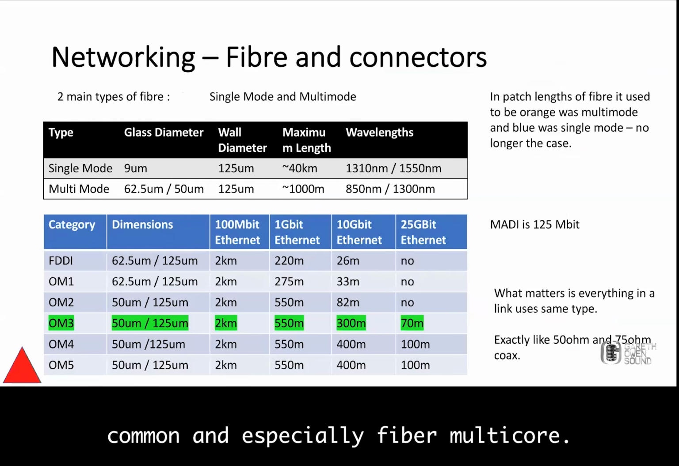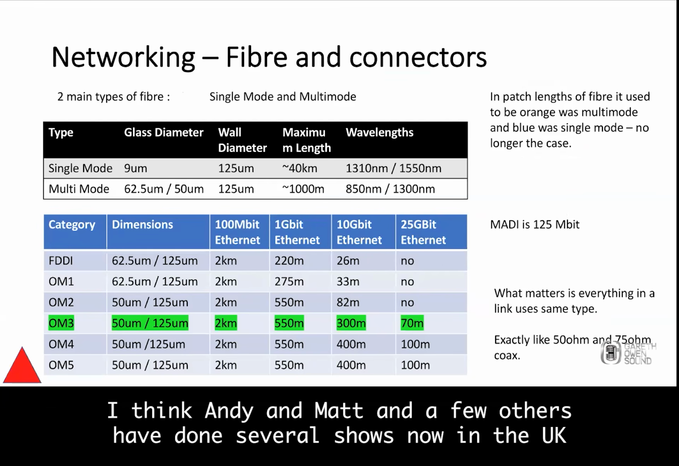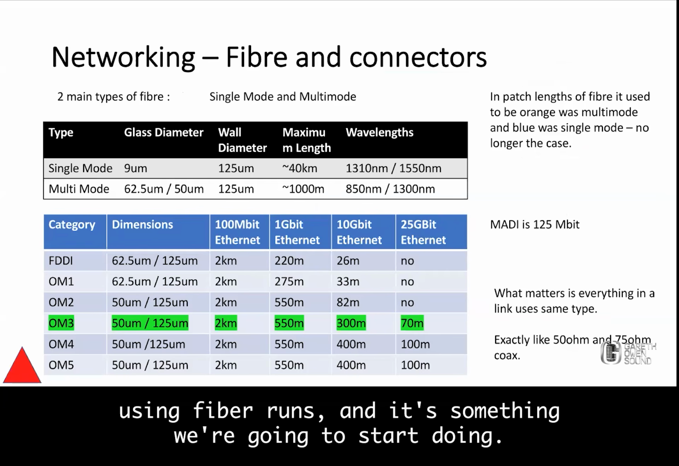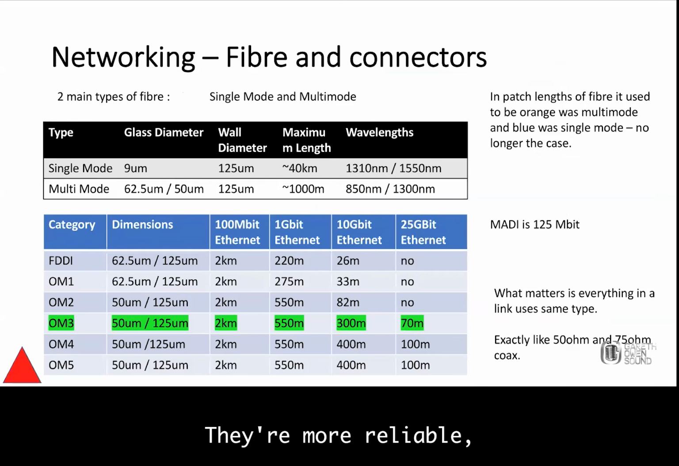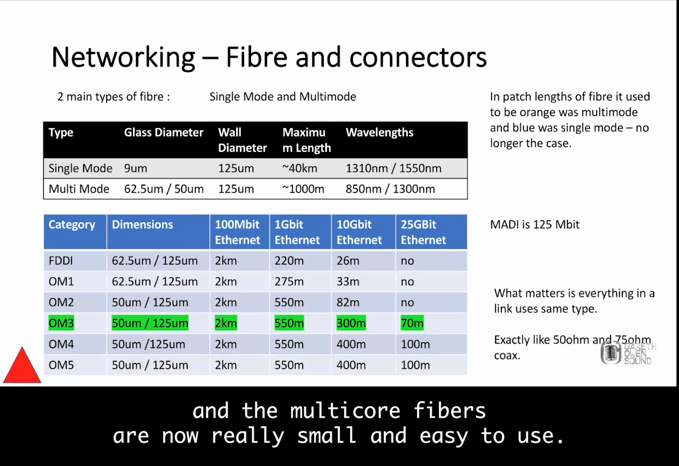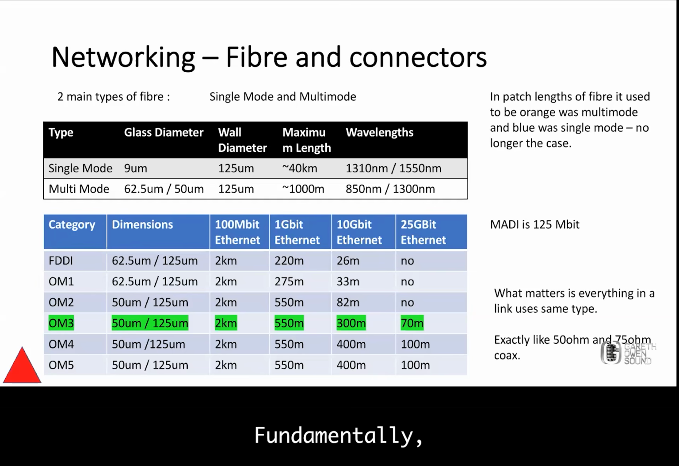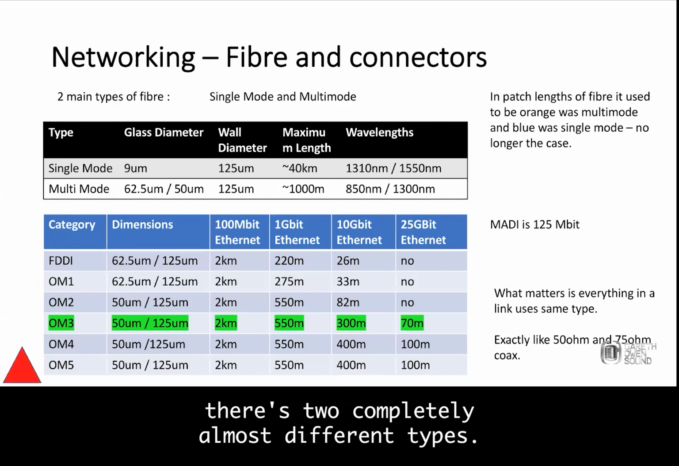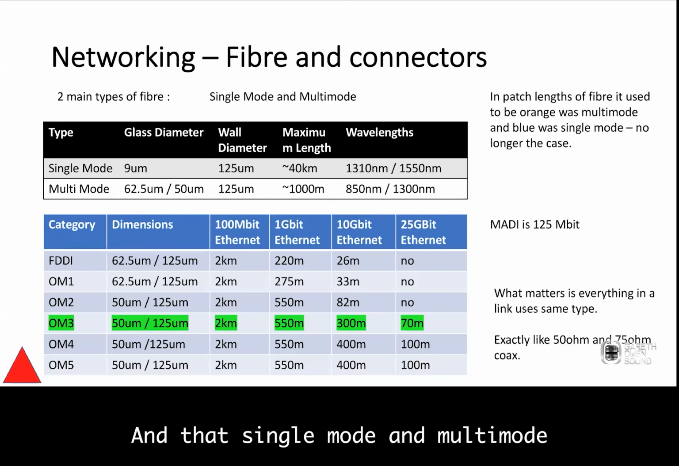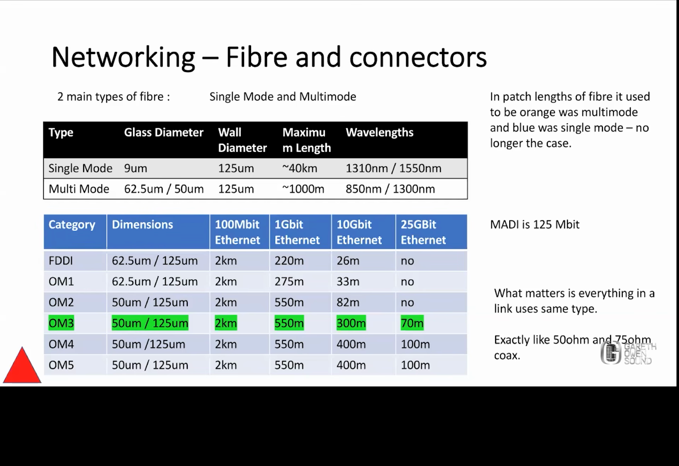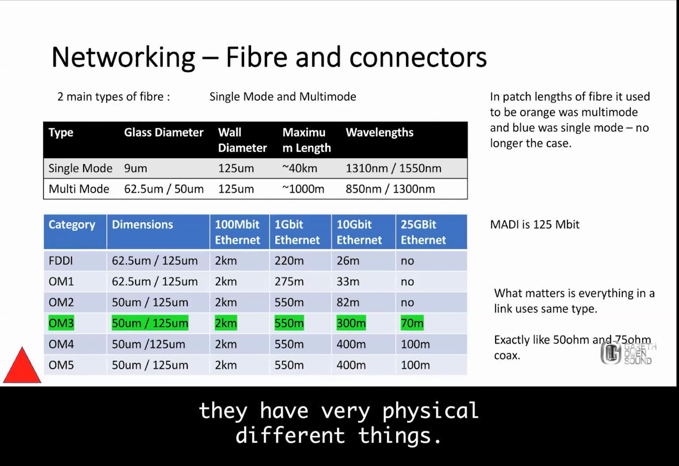Fiber's becoming more common, and especially fiber multi-cores. I think Andy and Matt and a few others have done several shows now in the UK using fiber runs. And it's something we're going to start doing. They're more reliable, and the multi-core fibers are now really small and easy to use. So we all now need to know a little bit about fibers. Fundamentally, there are 2 almost completely different types, and that's single mode and multi-mode. They have very different physical properties.